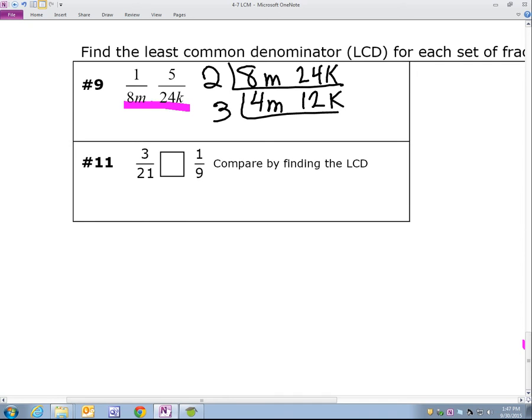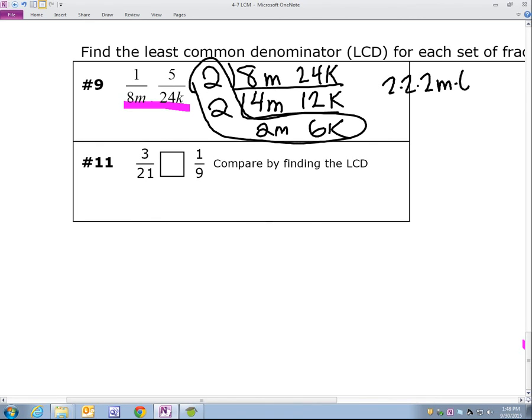I'm just choosing to do 2. No, 6k. How much time do we have? We have literally 2 minutes. Not enough time. 2 times 2 times 2m times 6k, which is 8m times 6k, which becomes 48mk.